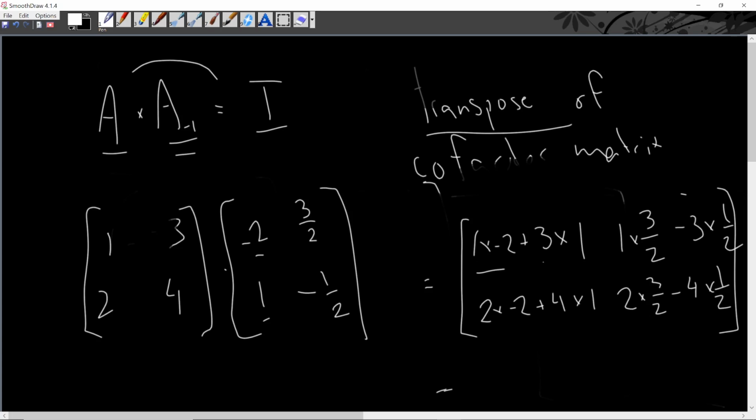All right. Then from here, we can solve this in our head. We have negative 2 plus 3 is going to be 1, and then 3 halves minus 3 halves is going to be 0. Negative 4 plus 4 is going to be 0, and then 3 minus 4 is going to be, wait, what? Oh, wait. Yeah, I was thinking 3 minus 4, but it's actually 4 times 1 half, so it's going to be 3 minus 2, which is equal to 1. All right, perfect. And this is the identity matrix, right? The main diagonal is all 1s, and every other element is 0, of some square matrix.